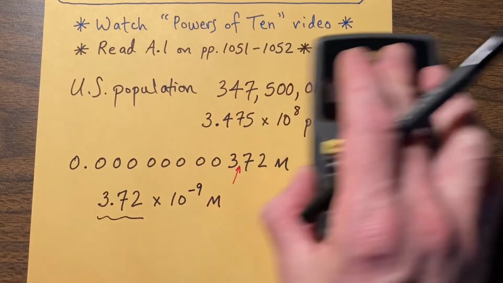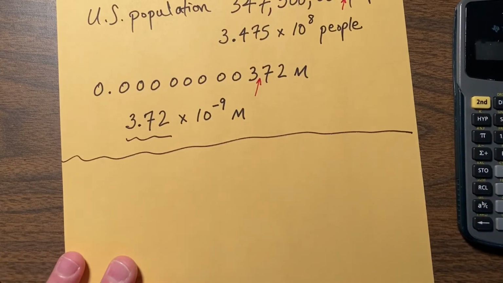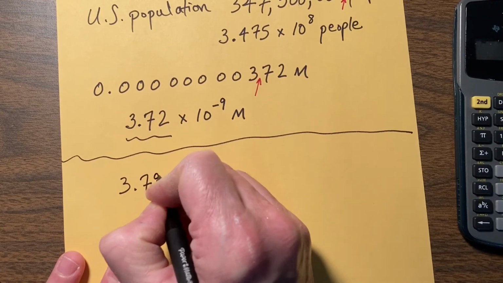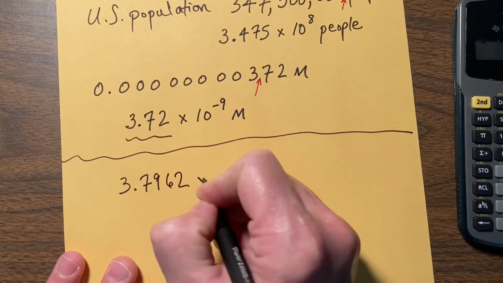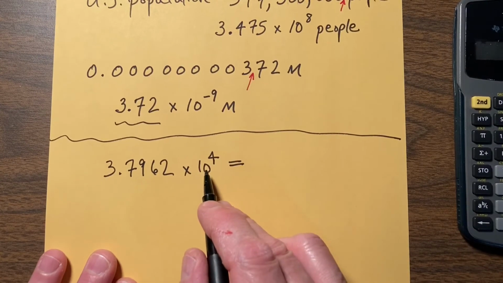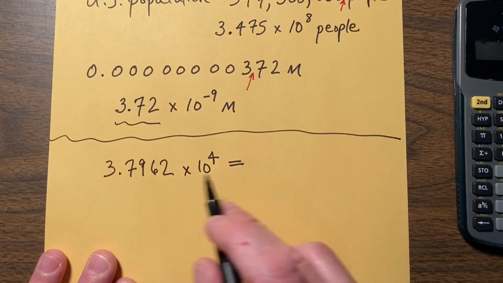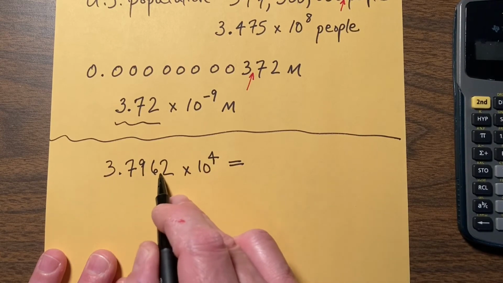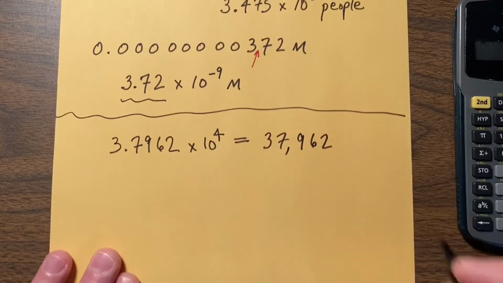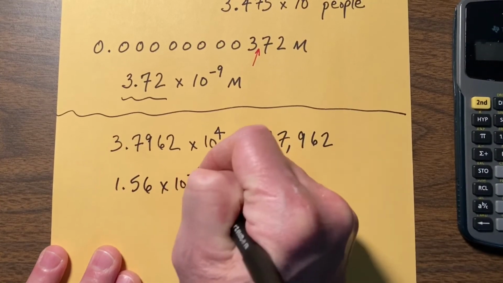If you want to go from a number written in scientific notation back to standard notation, you just do the opposite of what I said. So let's say you have the number 3.7962 times 10 to the 4th. How would you write that in standard notation? Multiplying by 10 to the 4th is the same thing as multiplying by 10,000. So that's moving 1, 2, 3, 4 places to the right, which is 37,962.